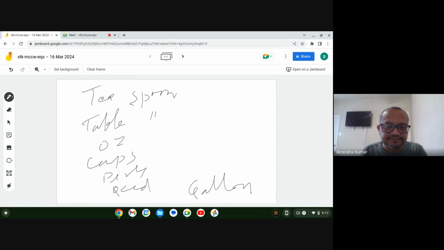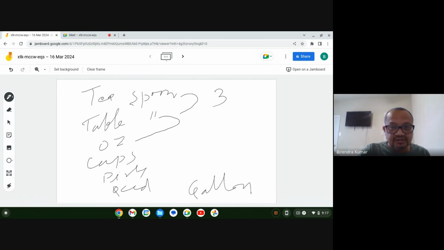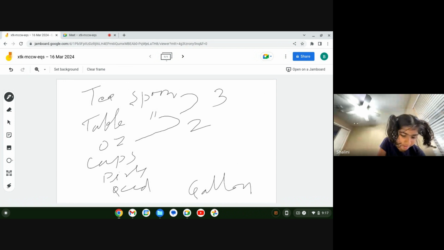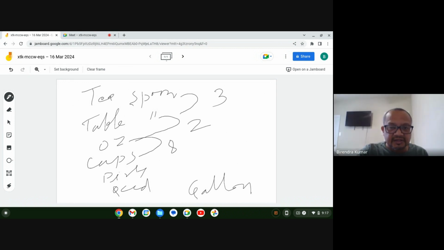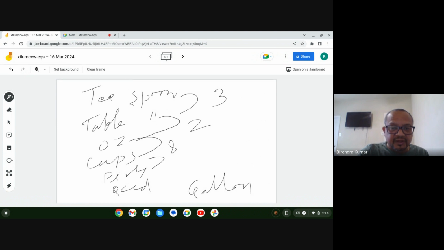It is fine. So here, how many teaspoons make one tablespoon? Three. And how many tablespoons make 1 ounce? How many ounces make 1 cup? Eight. How many cups make 1 pint? Two. How many pints make 1 quart? Two. How many quarts make 1 gallon? Four.